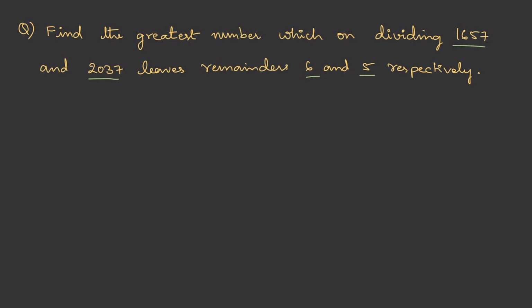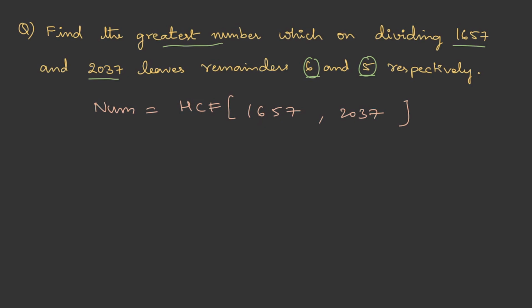So in the question they are asking us to find a number. The number is the greatest number which can divide both. Therefore, we need to find the HCF of 1657 and 2037 with some remainders. What it means is that the greatest number, when we are dividing, is not exactly divisible by these two numbers. It is leaving the remainders.